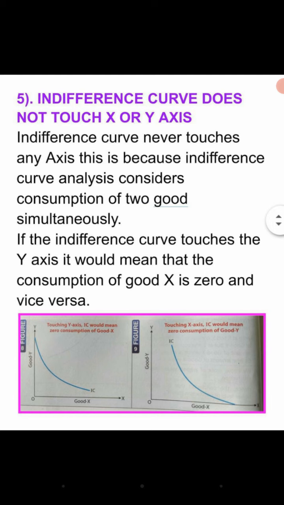Thereafter, an indifference curve does not intersect the x or y axis. It touches neither the x-axis nor the y-axis. Why is it so? Because of the assumption that the consumer is consuming two commodities, and if an indifference curve touches the x-axis or the y-axis, that means the consumption of the other commodity is 0, and it will be a violation of the assumptions of indifference curve.